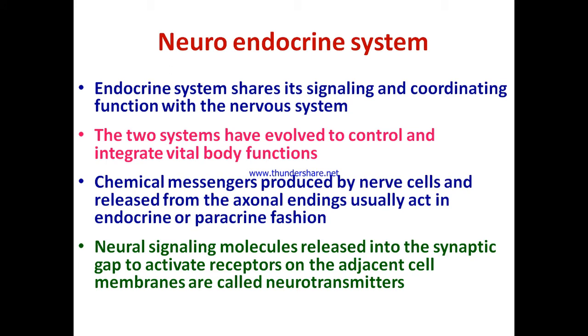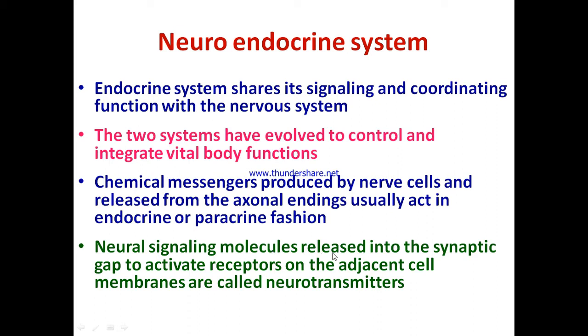So, neuroendocrine system. The endocrine system shares its signaling and coordinating function with the nervous system. So both these systems, nervous system as well as the endocrine system, perform the function of coordination of the body's physiological functions. The two systems have evolved to control and integrate vital body functions. That was their role. Chemical messengers produced by nerve cells and released on the axonal endings usually act in endocrine or paracrine fashion.